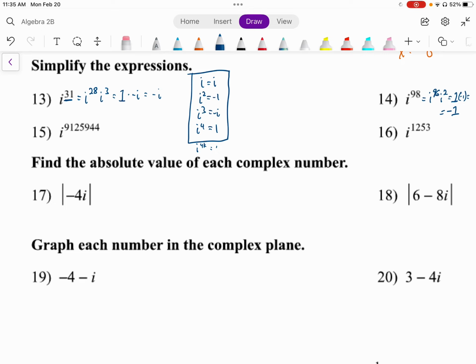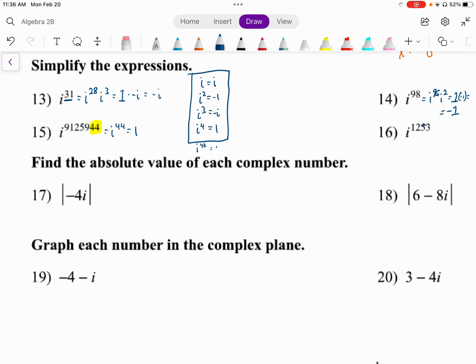15 and 16 both have large numbers, but the nice thing is we actually only have to be concerned with the number formed by the last 2 digits. And so we can just think of this as i to the 44th. And 4 actually goes into 44. 44 is a multiple of 4, so this is just equal to 1.